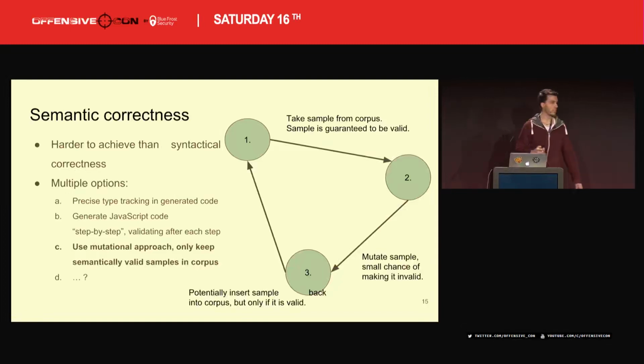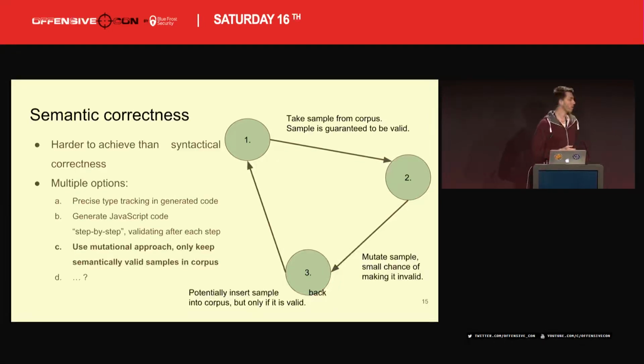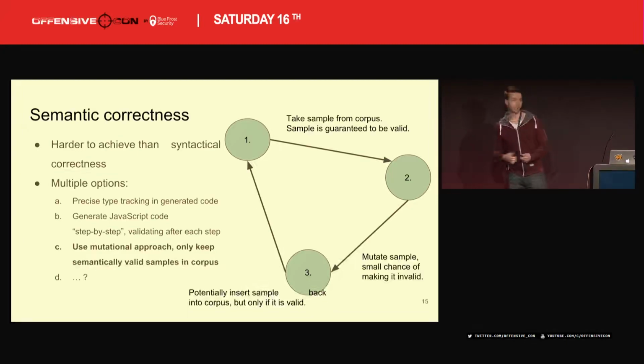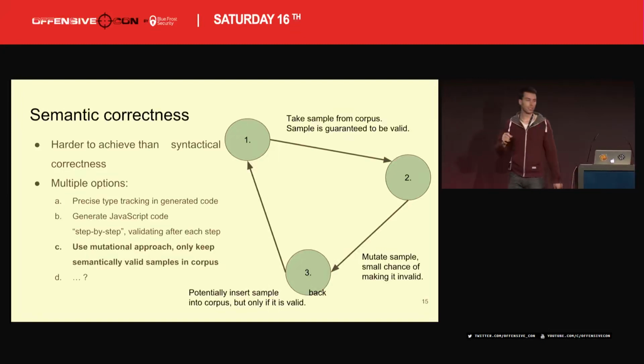This is harder, quite a bit. And there are a few options that you can achieve this. One option is you can try to do fairly precise type tracking. Remember this example from the generative fuzzer. You could try to trace that this variable had type integer, and then you wouldn't try to call a method on it. Other ideas that I want to play with is to maybe generate JavaScript code step by step. So you generate a few lines, and then you run that. And if that doesn't throw an exception, you continue. And if it throws an exception, you go back, and so on.